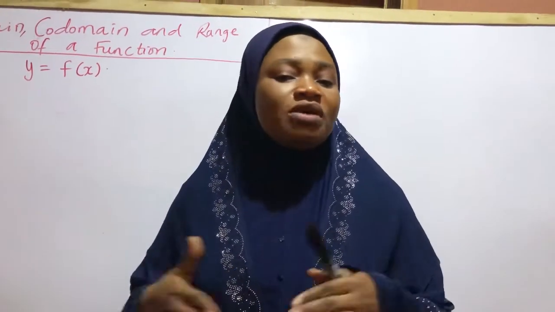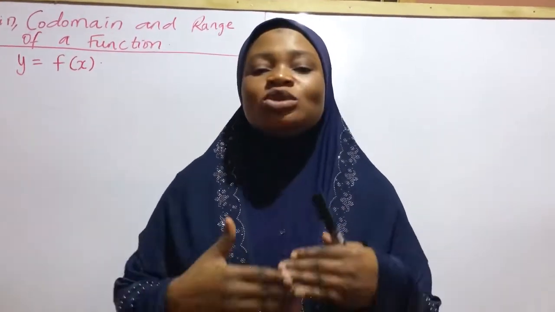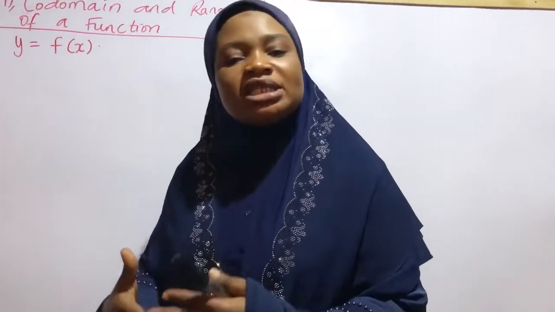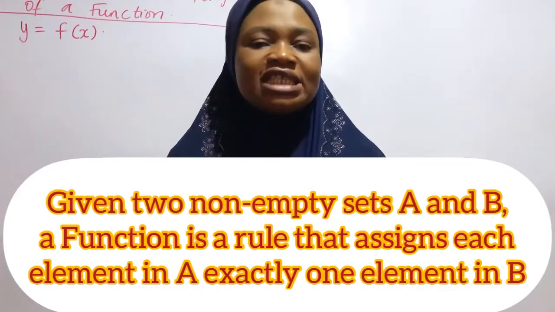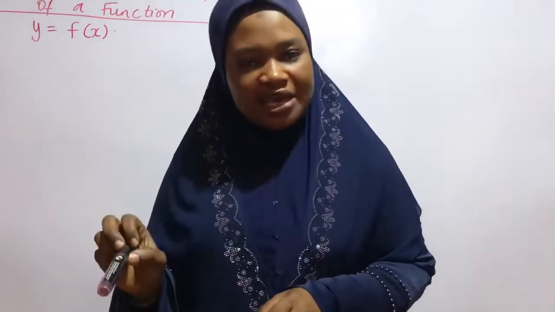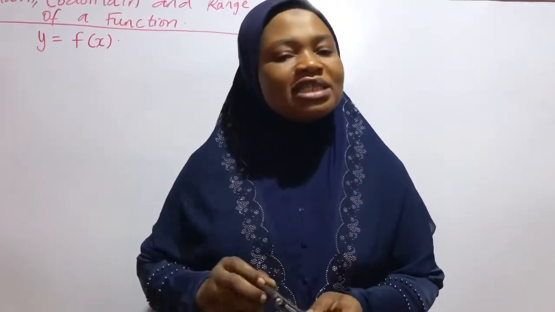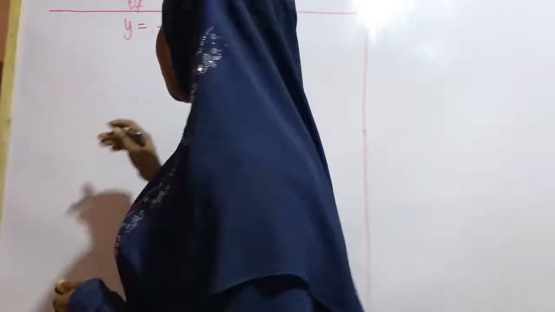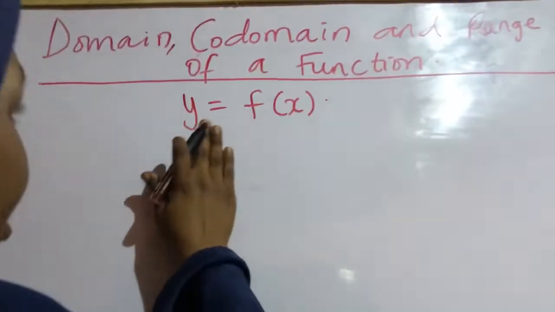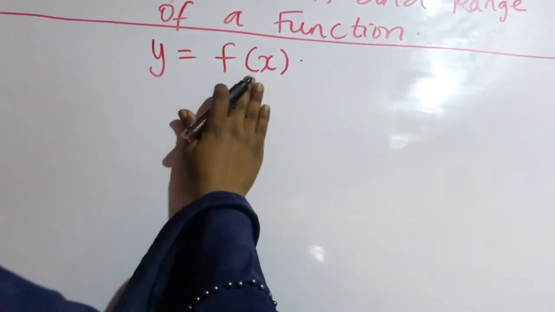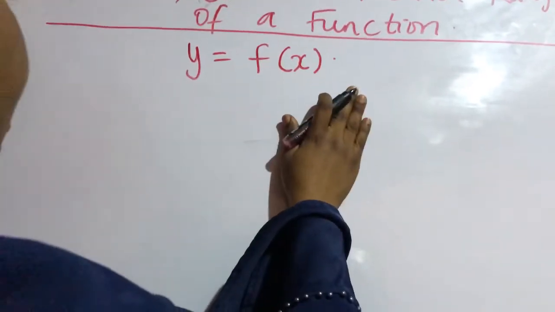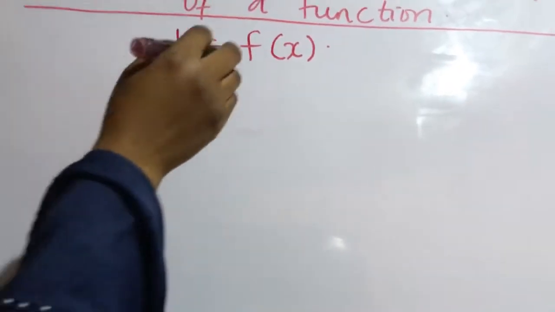In the last class we started function. When you are given two non-empty sets A and B, a function is a rule that relates each element in set A to exactly one element in set B. So this is what I'm talking about. Y is a function of x. Y is f of x. Y is equal to f of x. That is, y is a function of x.